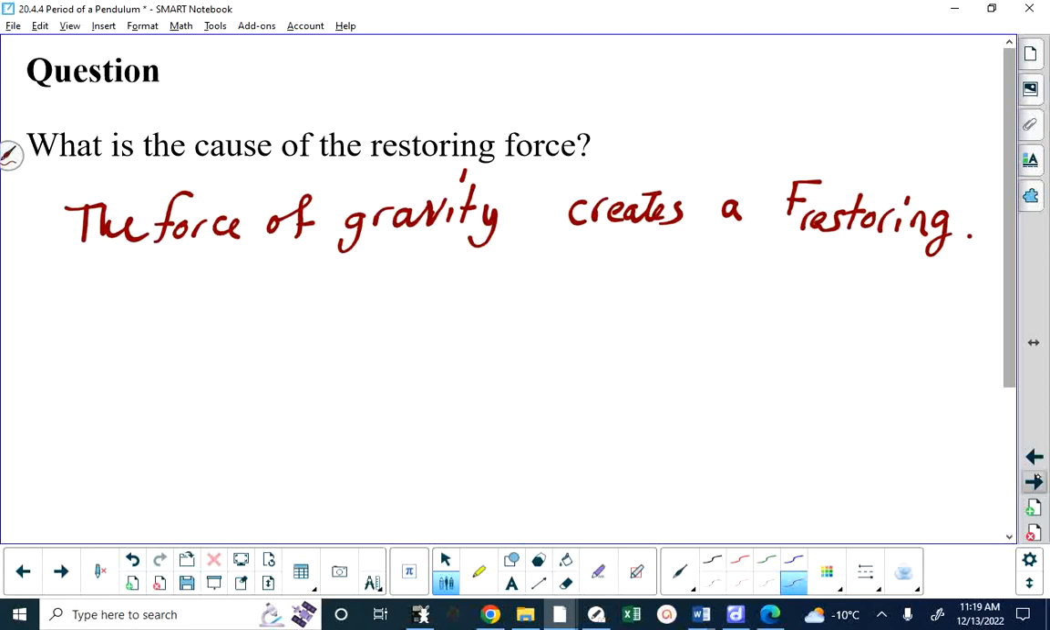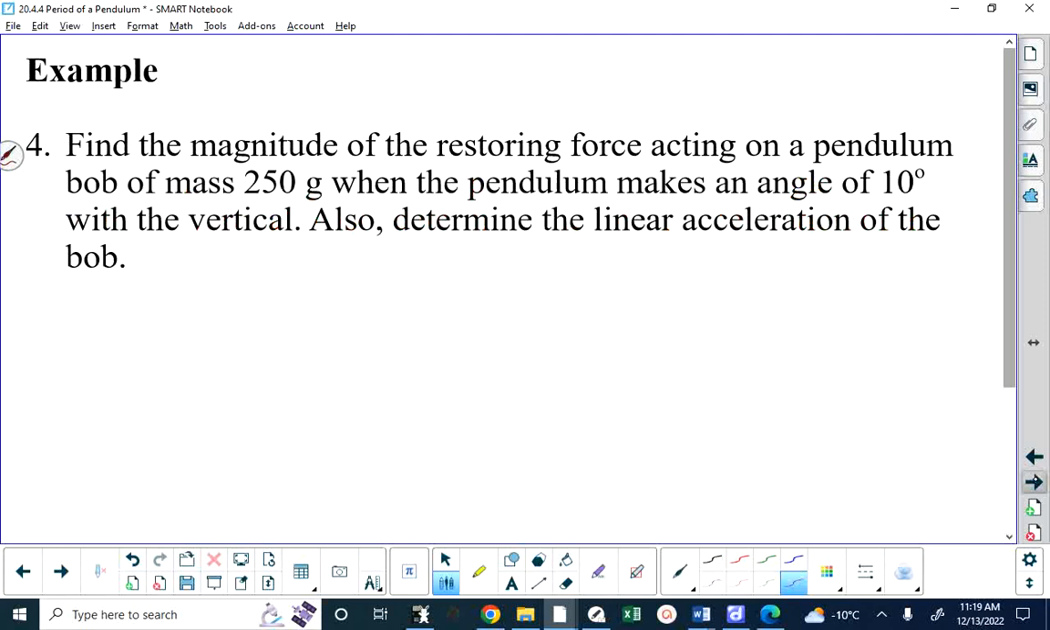So we have one more example we're going to do, and then you have some problems related to this lesson, and you can also work on your lab assignment. What is the magnitude of the restoring force acting on a pendulum with a particular mass if the pendulum is at an angle of 10 degrees? Also determine the linear acceleration at that point in time. So how many meters per second squared is it accelerating at when it's at that 10-degree angle?